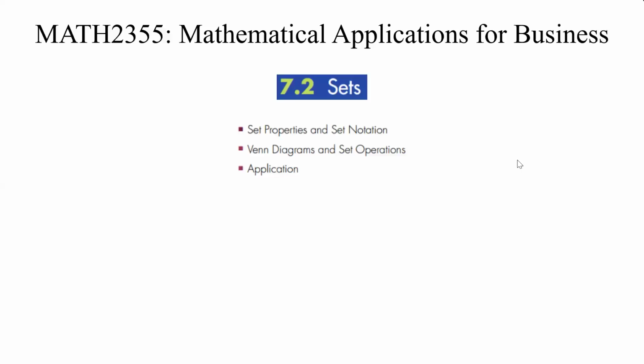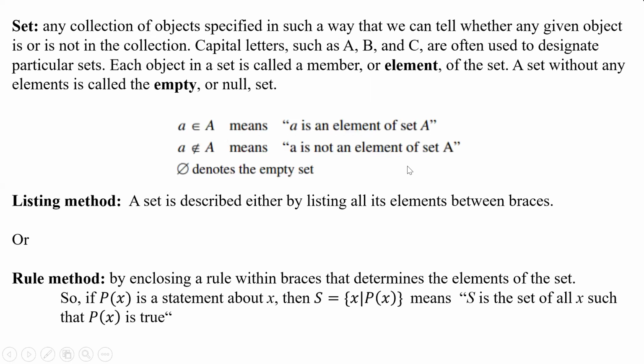All right, so here on 7.2 on sets, set properties and set notation, Venn diagrams and set operations and applications. So a set is any collection of objects specified in such a way that we can tell whether any given object is or is not in the collection. Capital letters such as A, B, and C are often used to designate particular sets.